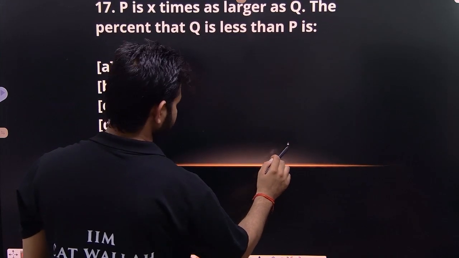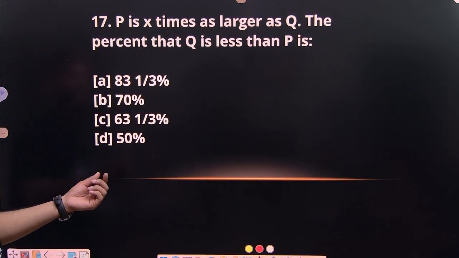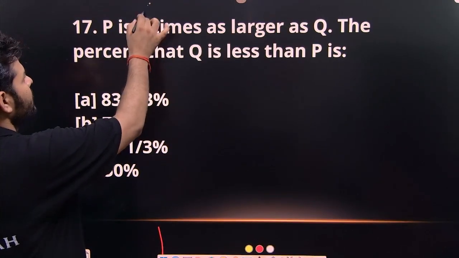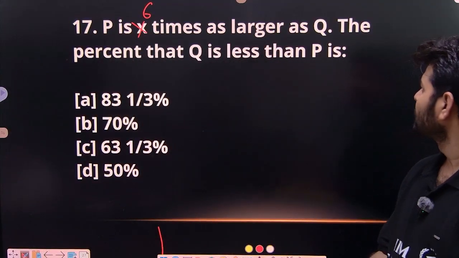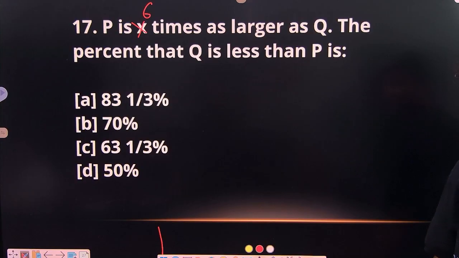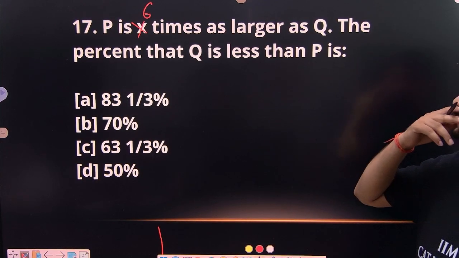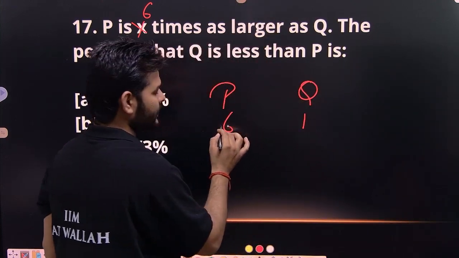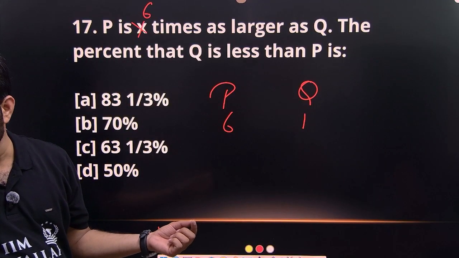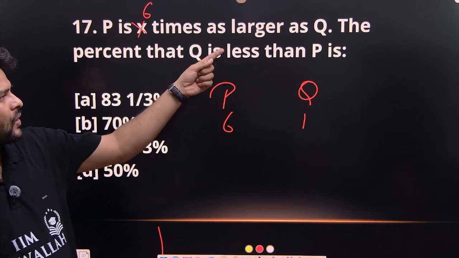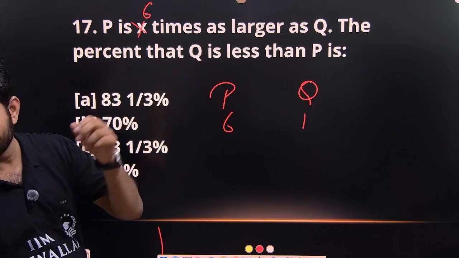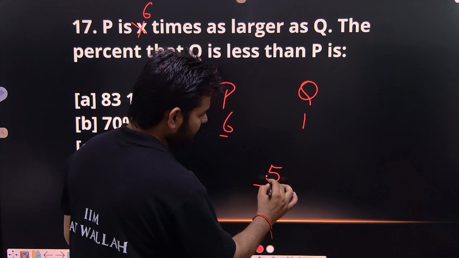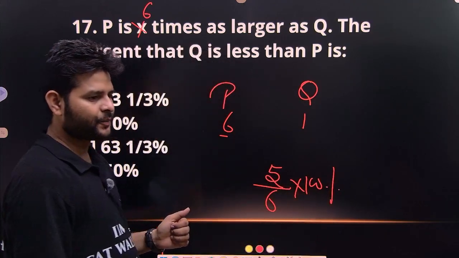The next question is: P is 6 times as large as Q. Find the percent that Q is less than P. So if I say Q is 1, then P must be 6, because P is 6 times as large as Q. Now the question is the percent that Q is less than P. So now we are comparing with P. We need to put the value P in the denominator and the difference in the numerator. If you multiply by 100 and simplify, you will get the value.